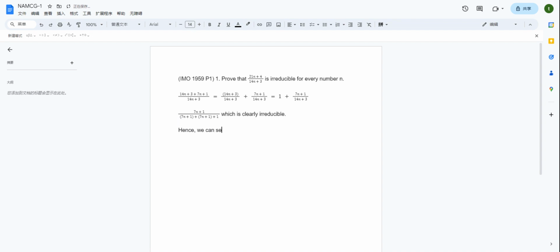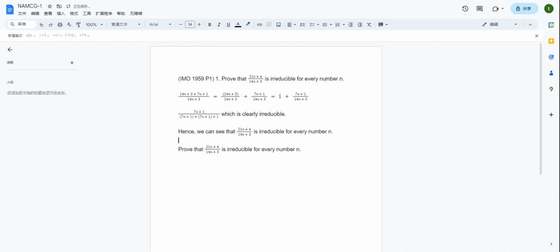Hence, we can see that this statement is true, which means that 21n plus 4 divided by 14n plus 3 is irreducible for every number n. Now let's look at another possible approach. So it's still the same problem, except we are going to do it in a similar approach.